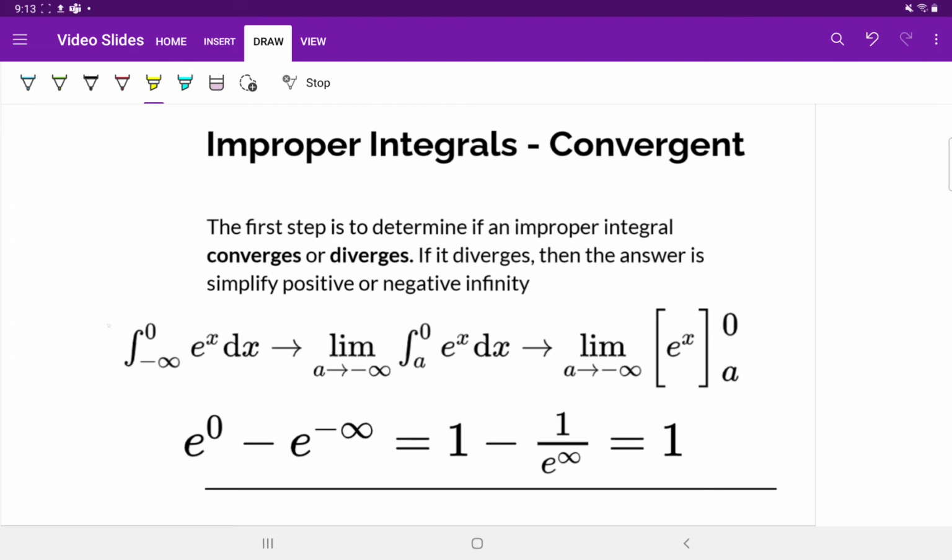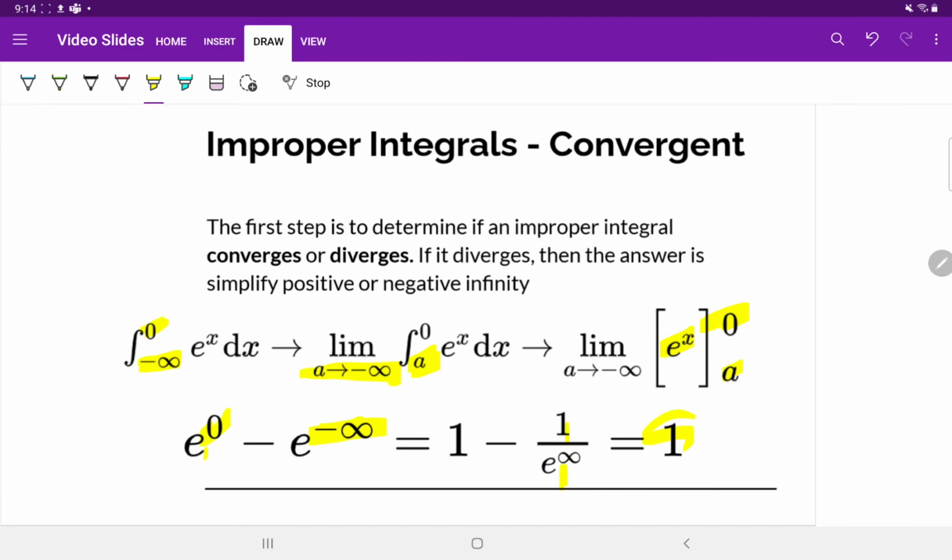So in this case, if we look at this example, I'm going from negative infinity to 0. Again, I can't have negative infinity as one of my endpoints, so I say it's a, and I rewrite this whole thing as a limit saying a is approaching negative infinity. And then I take the antiderivative of e to the x, which is just e to the x. When I go to substitute, I substitute the 0 in, and I substitute the infinity in for the a. E to the negative infinity is just going to be 1 over e to the infinity, which is actually 0. And then 1 minus 0 is just 1. So in this case, we had a convergent improper integral.